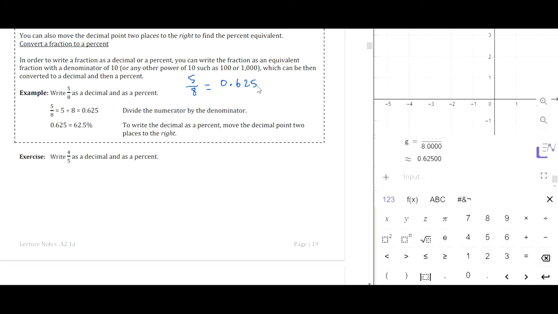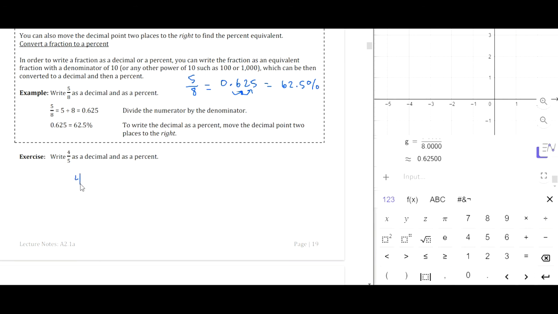How do we go from a decimal to a percentage? Well, that's what we were just talking about. We're going to take that decimal point and move it 2 units to the right. So we're going to have 62.5. Now, 0.625 is not the same as 62.5. So to explain that we have a different format here, we attach the percentage symbol.